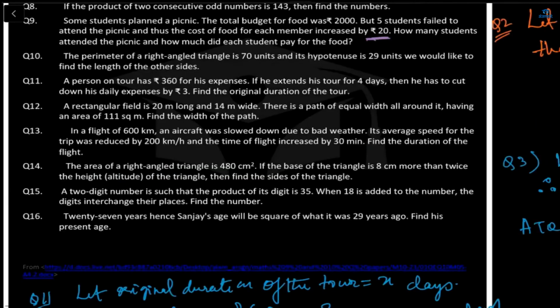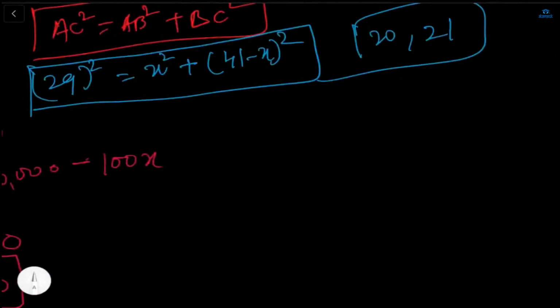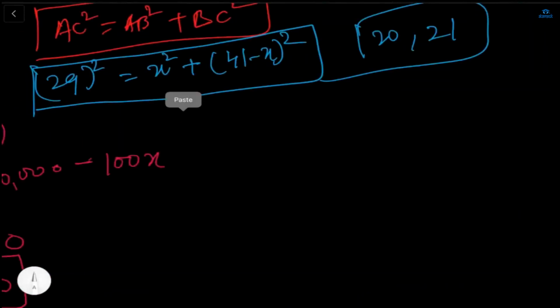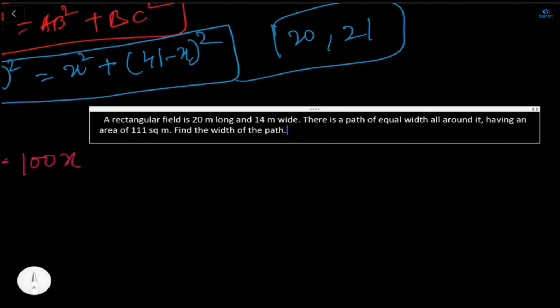Now, in question number 12, you can see a similar type of question to what I was telling you. Question number 13 is about speed and time, but before that, let's see question number 12. I'll copy this question. Okay, so this is your question. I need to change the pen.